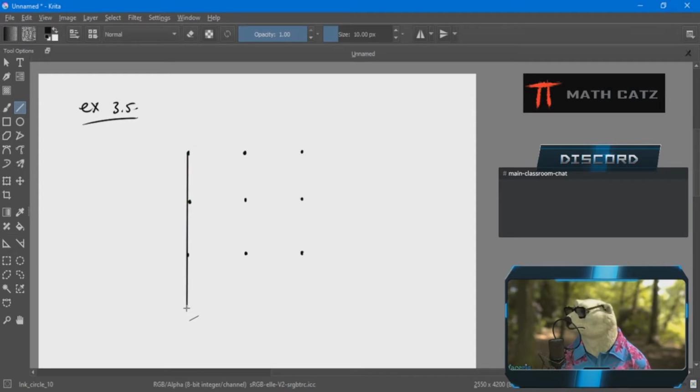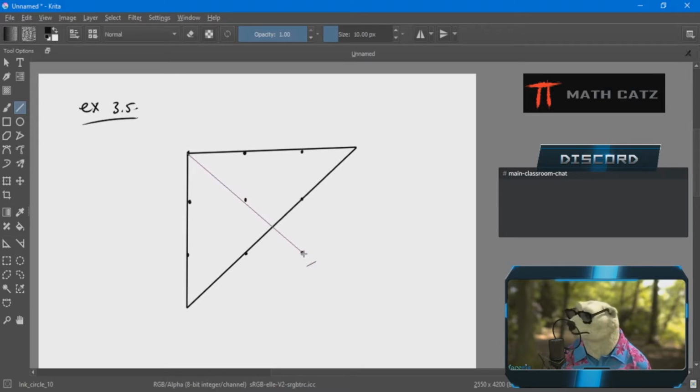That's 1. That's 2. 3. It's going through that dot. My angle's just off. Oh, no. My line drawing tool does not want to play with me.